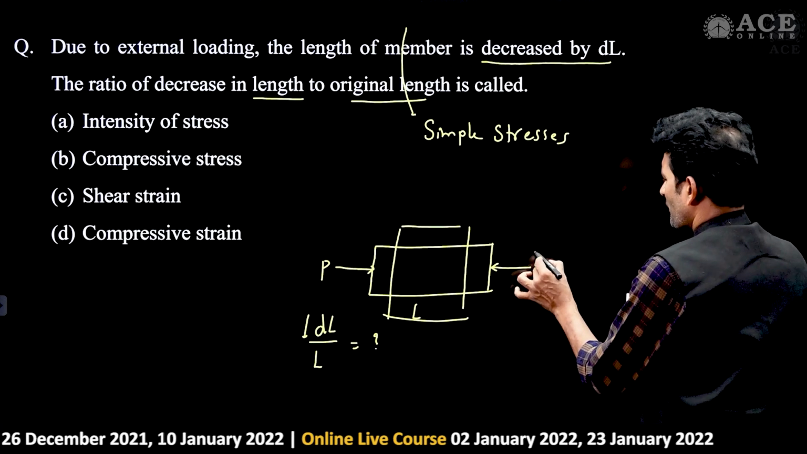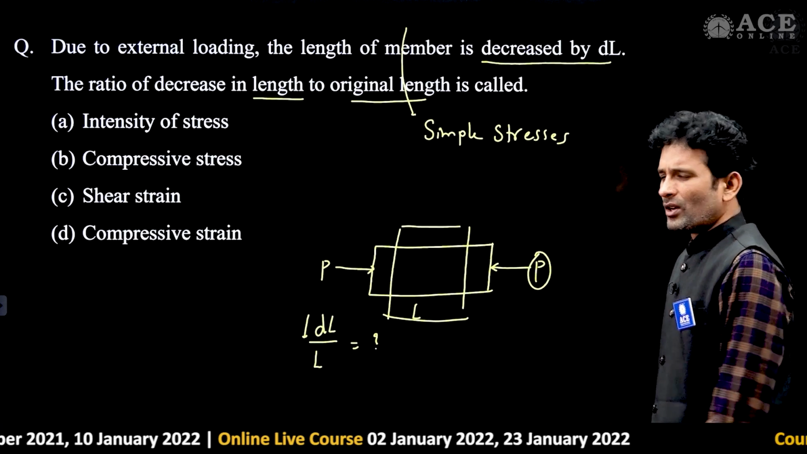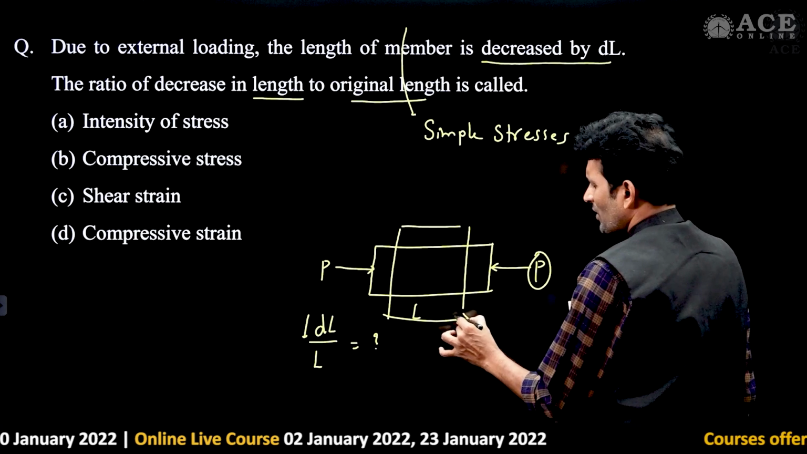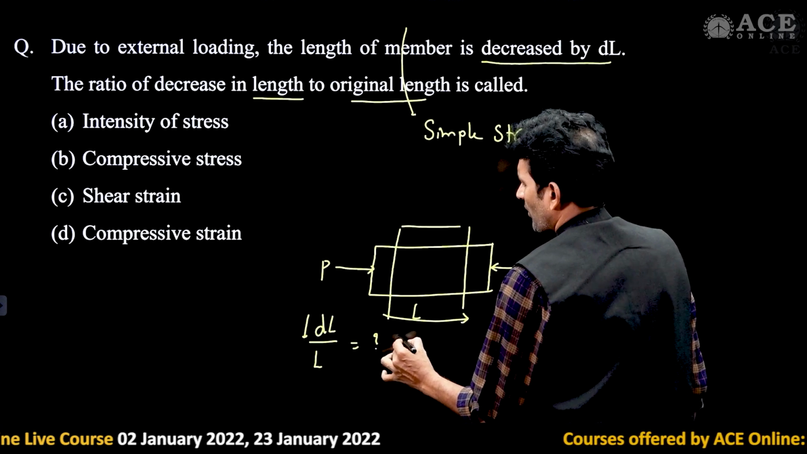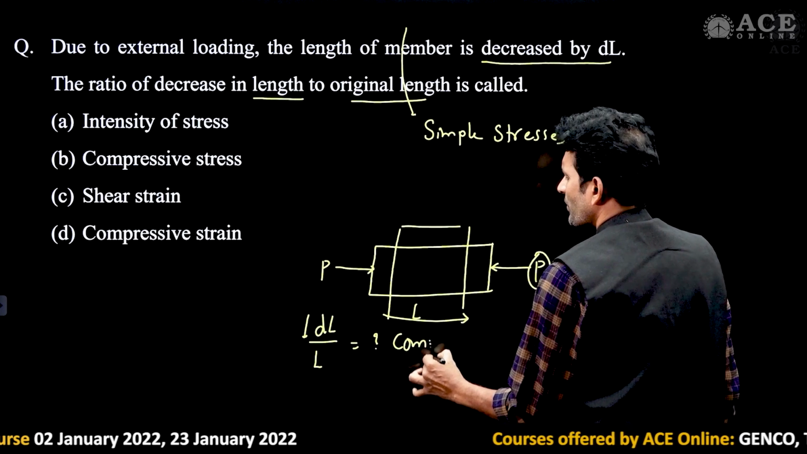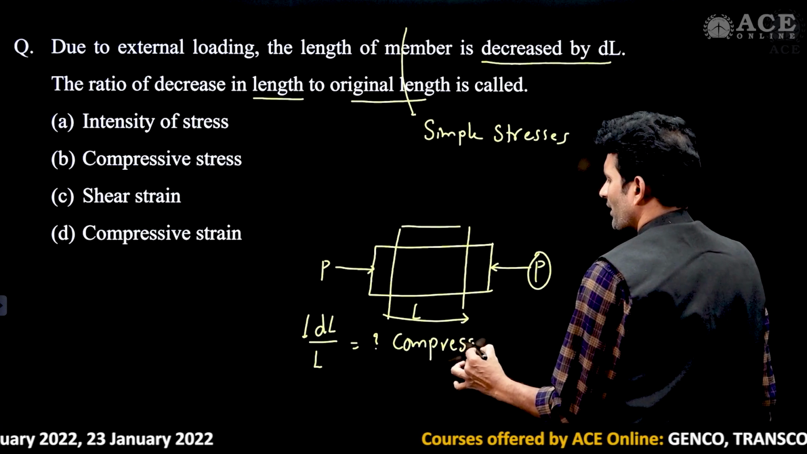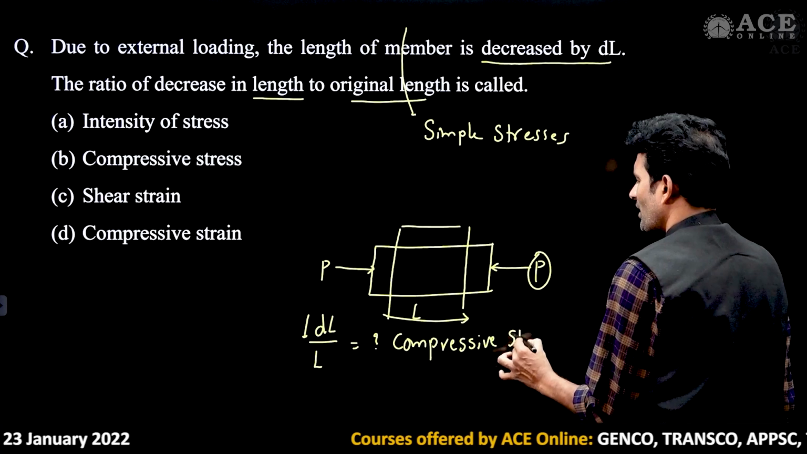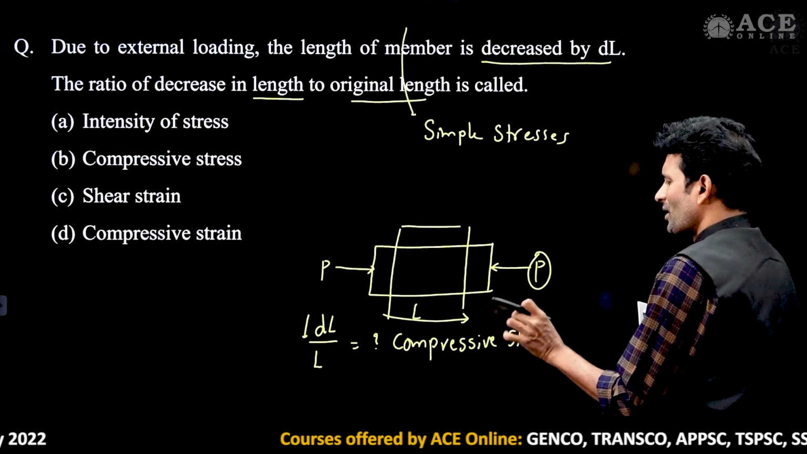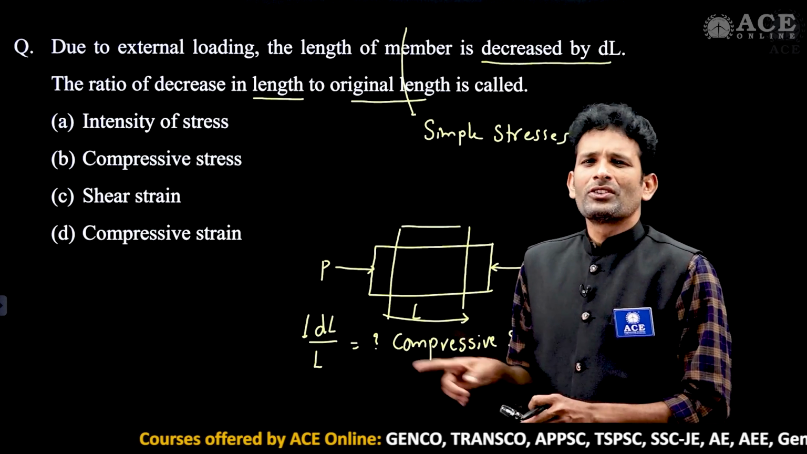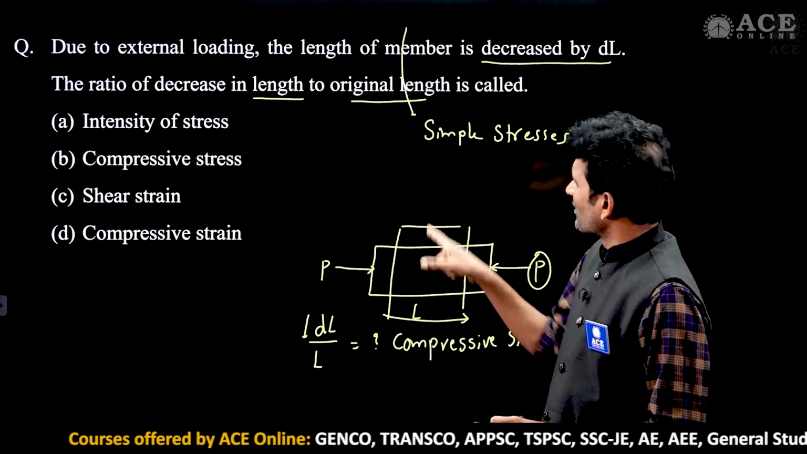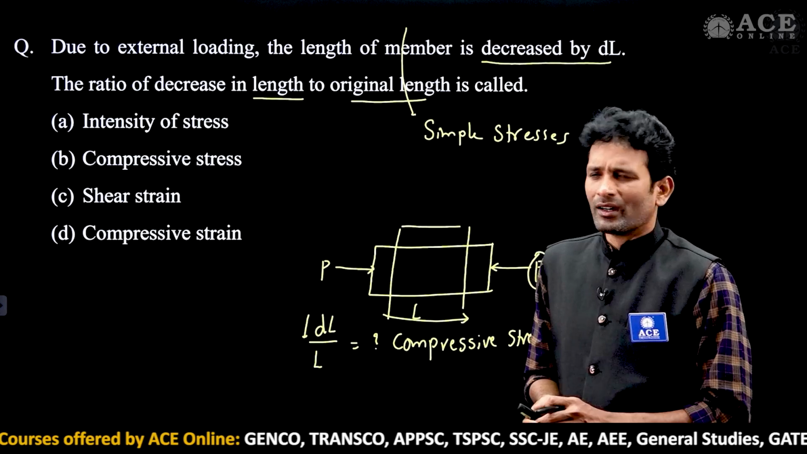See, this is a compressive load. Because of the compressive load, whatever strain you measure in the loading direction, that strain we may call compressive strain. Basically, the strain measured in the loading direction is called longitudinal strain. The nature of longitudinal strain in this case is compressive.